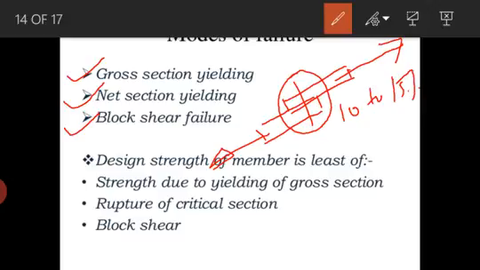Then block shear failure means the combined effect of shearing and tearing. Parallel to the load, the section may shear off, and perpendicular to the load, the section may tear off. That is, it may rupture. The combined effect of shearing and tearing is called block shear failure. If these three things are overcome in the design of steel members, then we call the steel member safe. Okay.